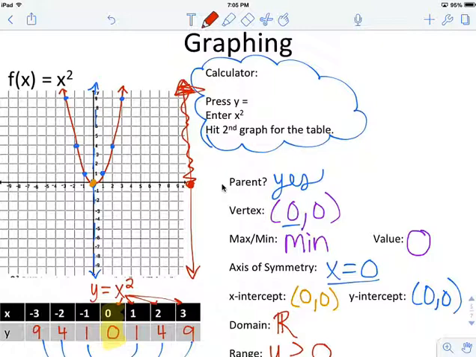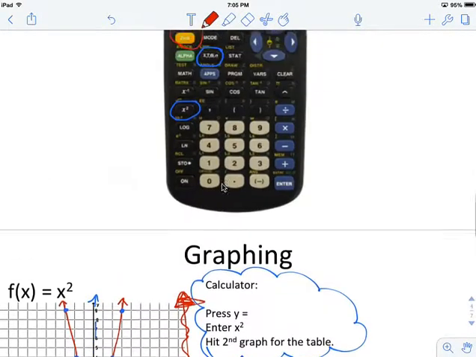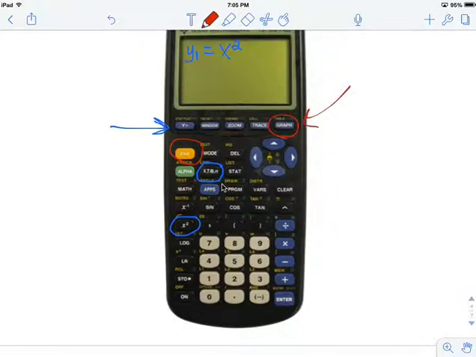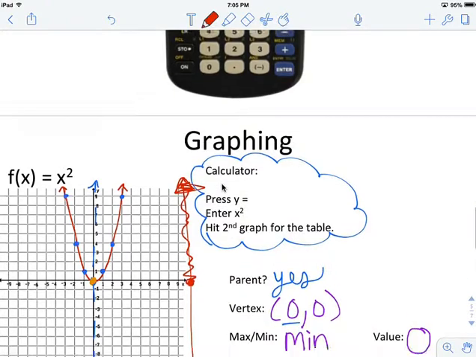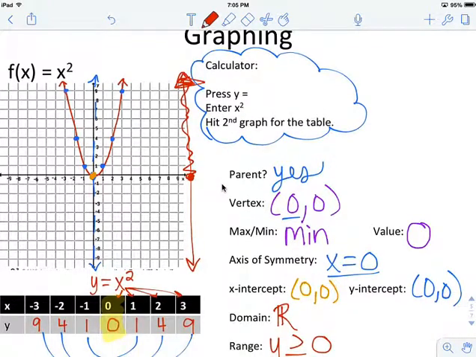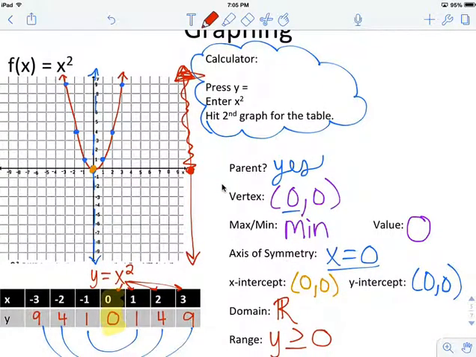Now, if you're having a hard time figuring out where to look on the table, you can always hit graph on your calculator first and see where it's centered around. When you graph this one, it should be centered around 0, so that's a good starting place.